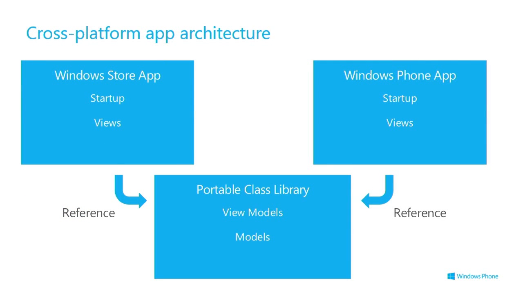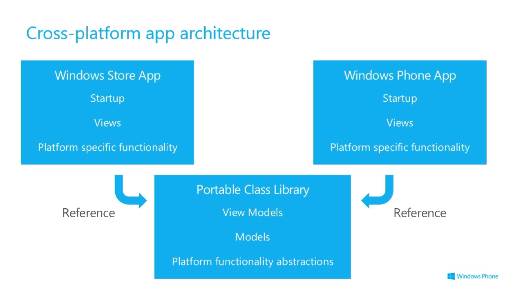So what you end up with is an architecture that looks like this, where as much of your view models and models is in the portable class library, and then you've got two different projects which implement some of the startup logic and the views for both your Windows Store app and for your Windows Phone app. You're also going to have platform functionality abstractions. So we'll talk a little about this.